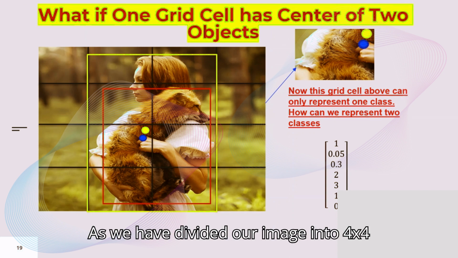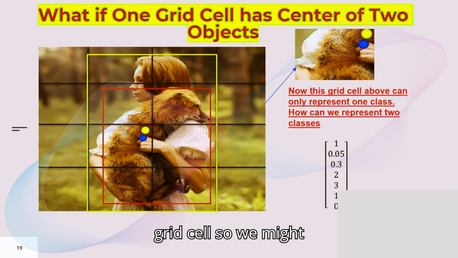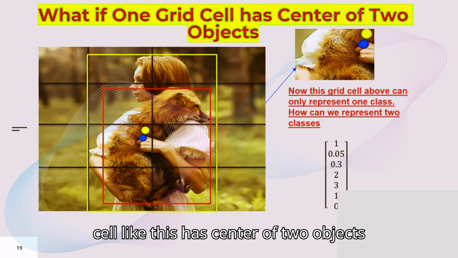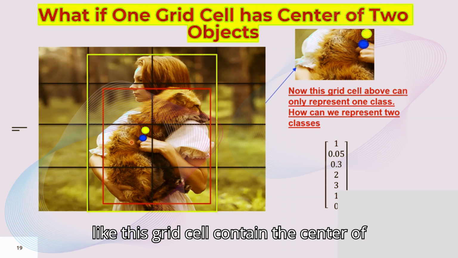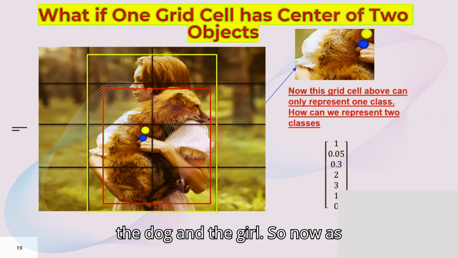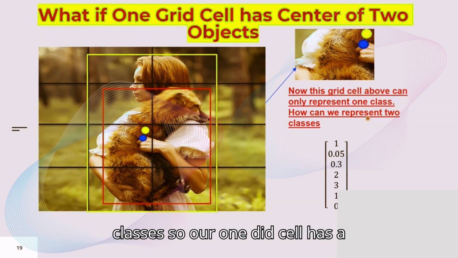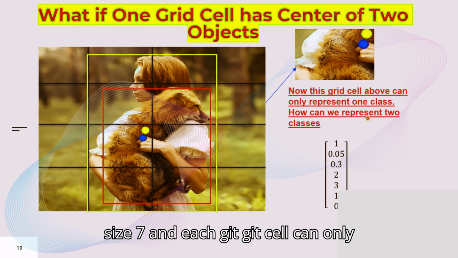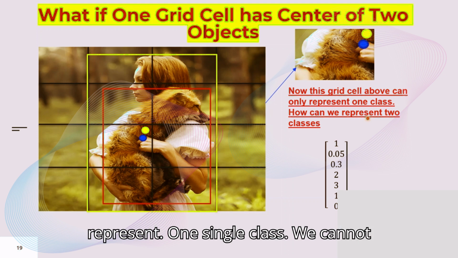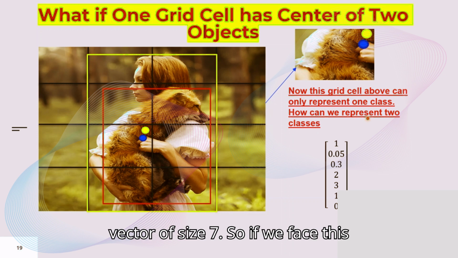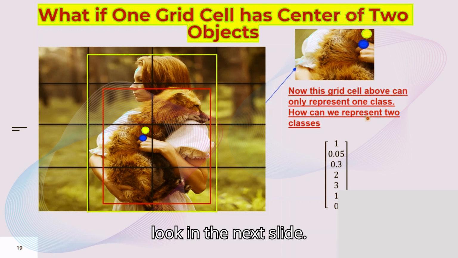As we have divided our image into 4 by 4 grid cells, we might sometimes face the issue that one grid cell has the center of two objects. Like this grid cell contains the center of the dog and the girl. Each grid cell has a vector of size 7, and each grid cell can only represent one single class. We cannot represent two classes in a single vector of size 7. So how can we solve this issue? Let's look at the next slide.